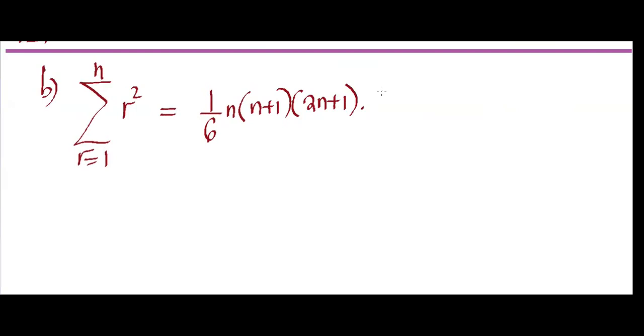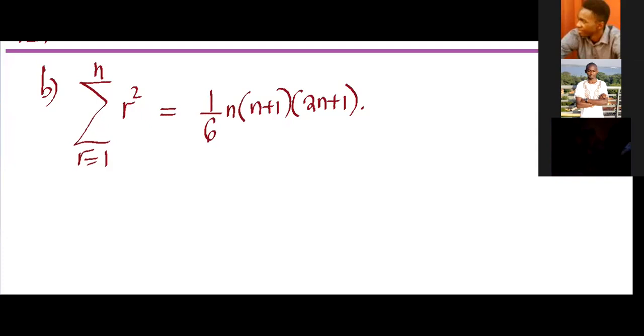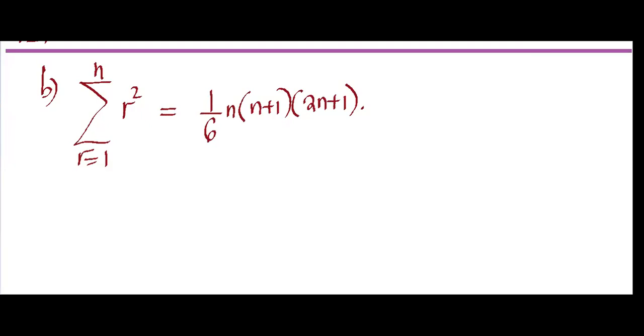So can someone put up the hand and tell us the series terms, at least 3 to 4 terms? Can someone tell us the terms in this series? Yes, Benjamin, you can unmute. There is 1 squared, 2 squared, 3 squared, good, 4 squared, good.